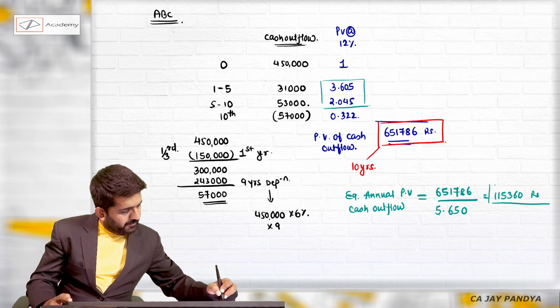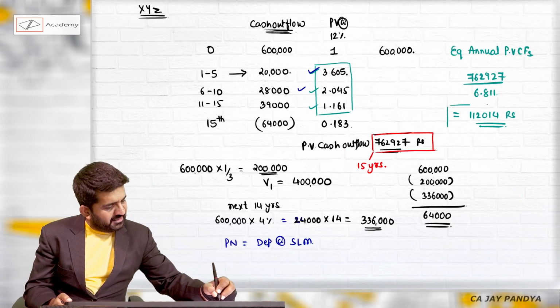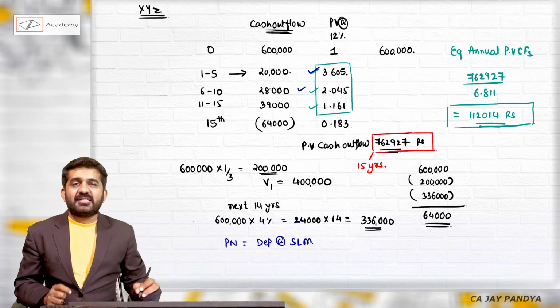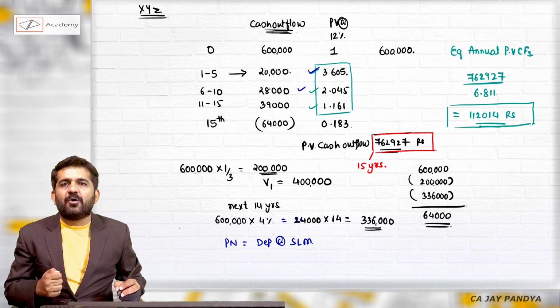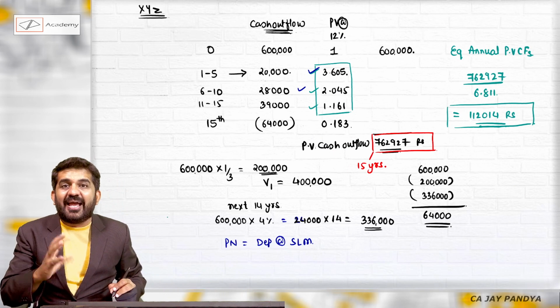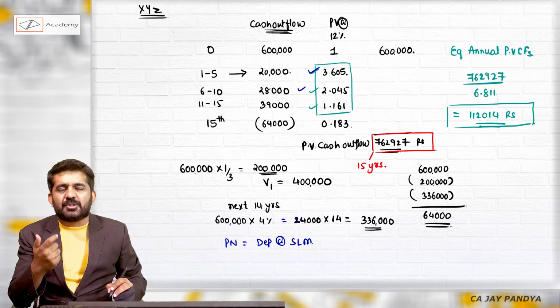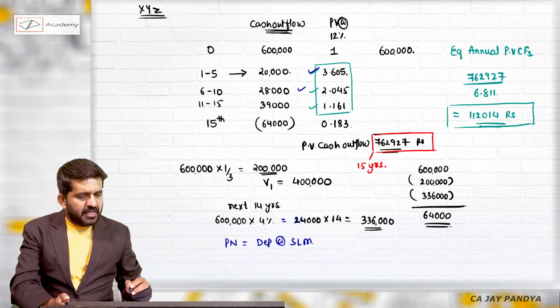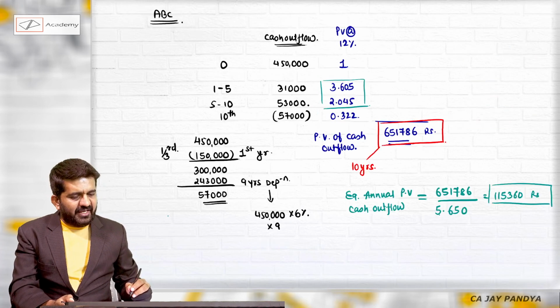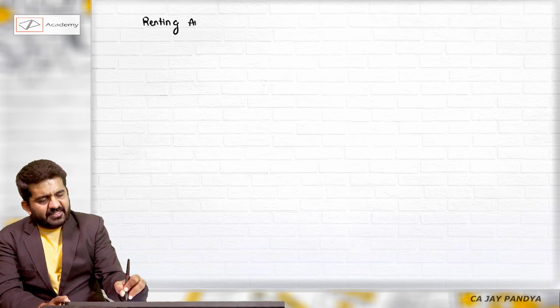Sir, can we compare this answer and this answer? The answer is yes, because we have found out the equalized annual amount. If we find out the equalized annual amount, it is a per annum amount, so we can always compare it. XYZ and ABC we have done. There is also another option of renting ABC.